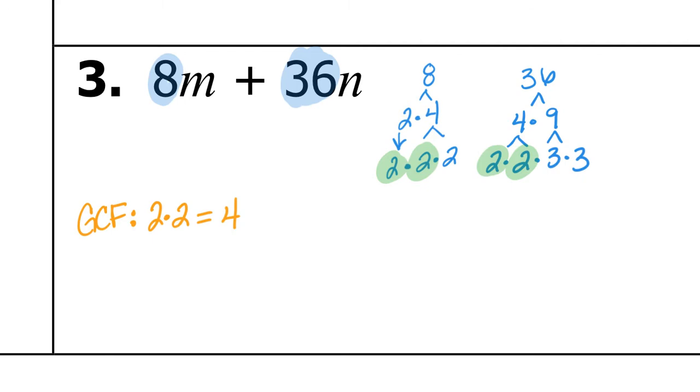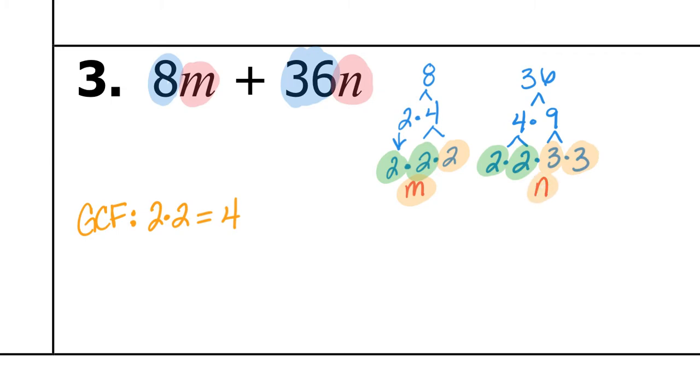So I've taken care of my numbers, and now I want to go back and look at those variables. If I look at my variables, my first term has the letter M, and my second term has the letter N. They have nothing in common at all. So I like to just put them here, M and N. The reason I do that is because if I want to look at all my leftovers, here I have a 2 and an M. I have a 3 and an N.